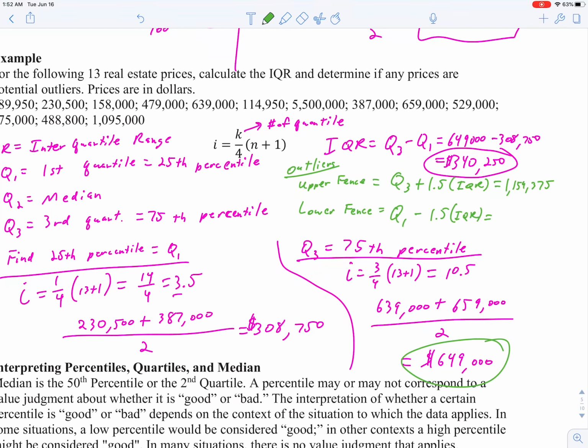I'm going to explain what upper and lower fence are in just a minute. Now we calculate our lower fence. We take Q1, which is 308,750. We found that before. Minus this time 1.5 times that same IQR of 340,250. And you'll see we get a negative number, and that's okay. Negative 201,625.